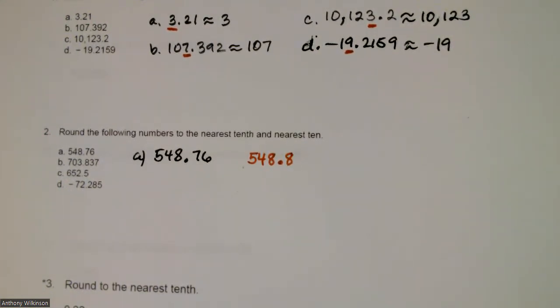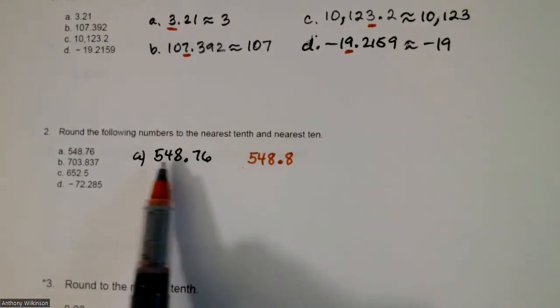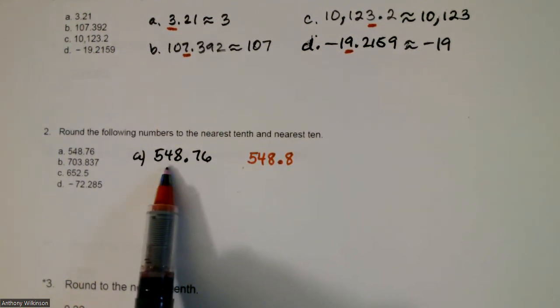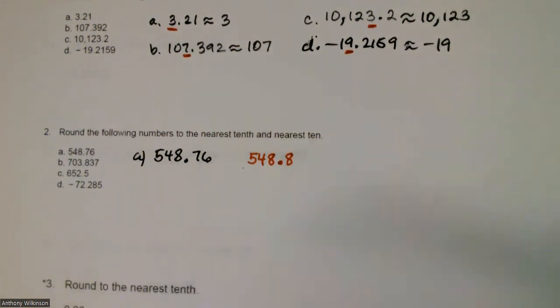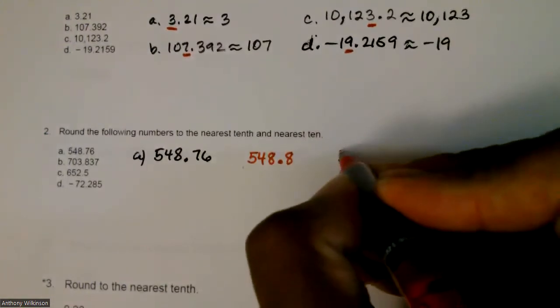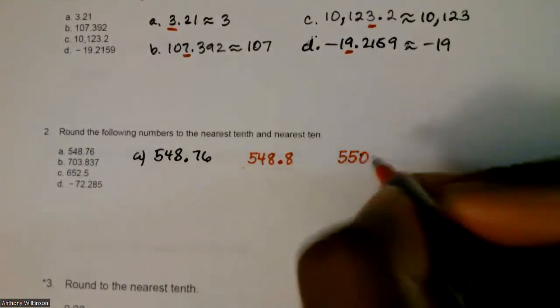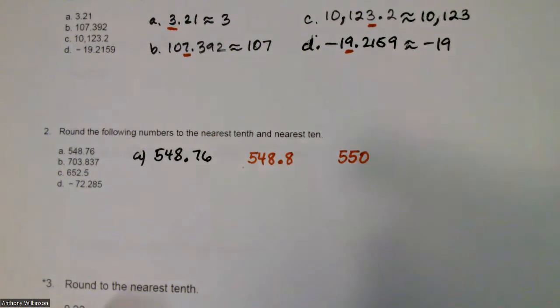Now to the nearest 10, we look at the tens place. That's the second digit to the left of the decimal point, and that will be 4. To the right of that is 8. 8 is bigger than 5, so we increase the 4 to a 5. So it'll be 5, 5, and then change the 8 to a 0 and drop the remaining decimal numbers off. So to the nearest 10, it would be 550.